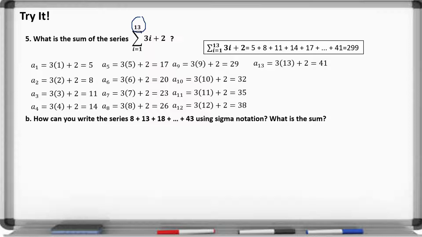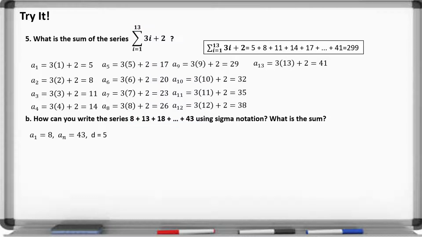Alright, so now we have the following series, 8 plus 13 plus 18, and so on. And we want to convert that using sigma notation. In order to do that, we need to figure out how many terms we have. We know that a1 is equal to 8, which is the first term. We know that the last term is 43. We know that it goes by 5s because 8 plus 5 is 13, and 13 plus 5 is 18, and so on. So that pattern repeats. However, we don't know how many terms we actually have here.